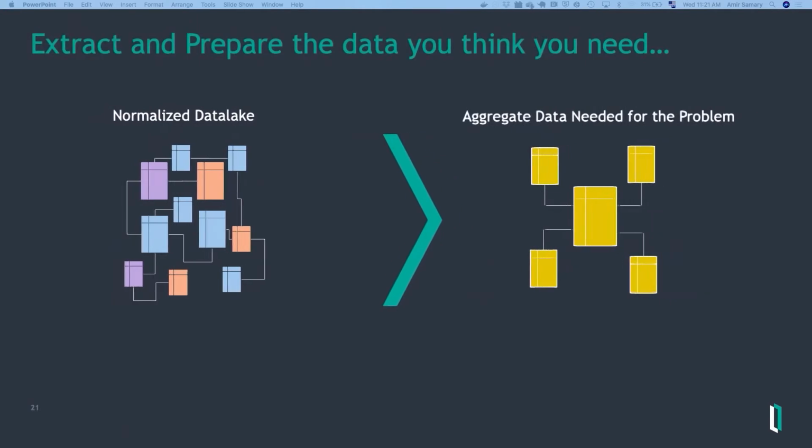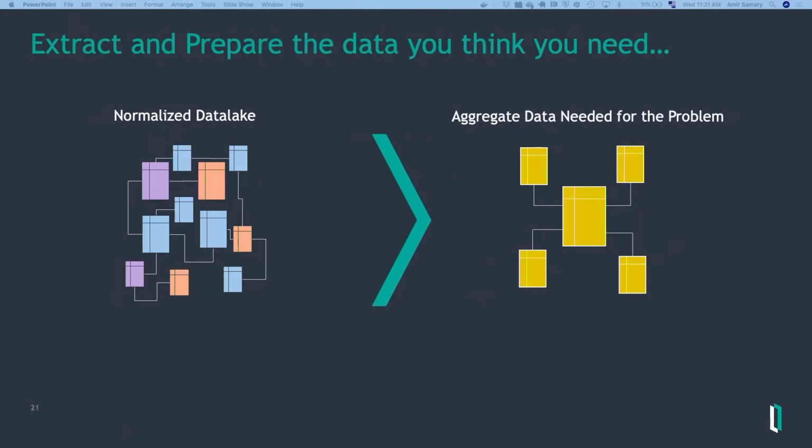So, we need to extract that and aggregate it even more because we did the linking, normalization, right? We linked the lab results to the right patient, the discharge summary to the right patients. We figured out who the patients are, and we left all of that on the data model, and that is great. But now we need to do some aggregations that are specific for the problem.